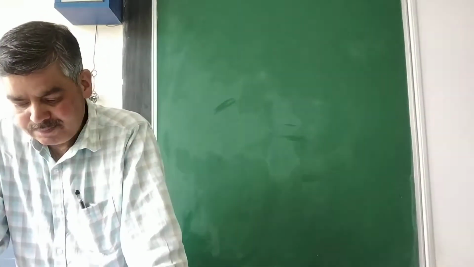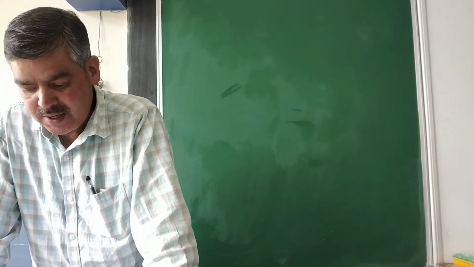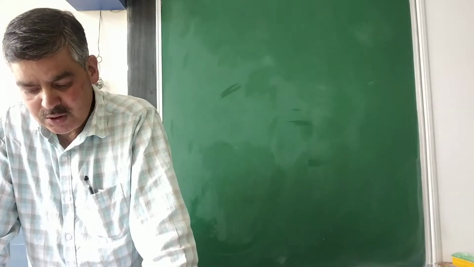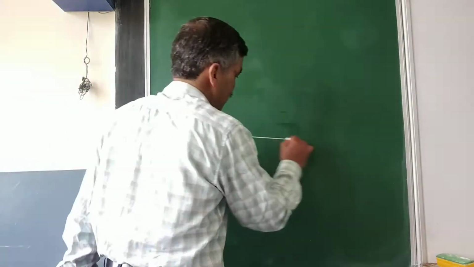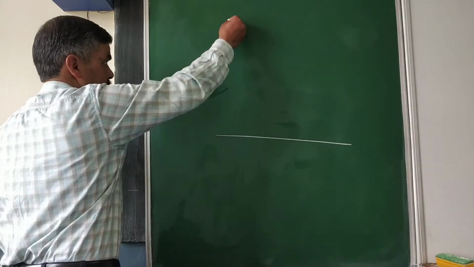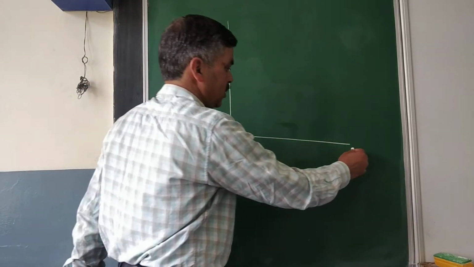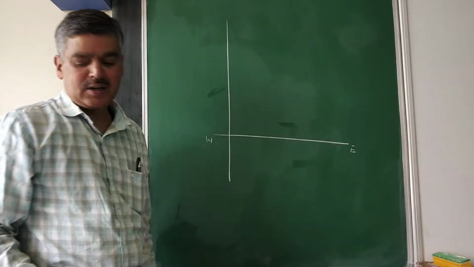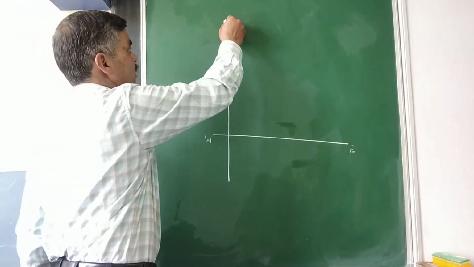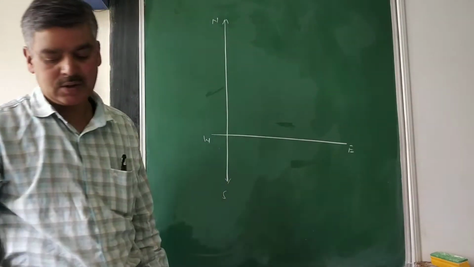The instructions given to you are: a city has two main roads which cross each other at the center of the city. These two roads are along the north-south and east-west directions. So what you can do is draw a line showing east to west. Suppose this is east and this is west, and then another line showing north and south. This is north and this is towards south.